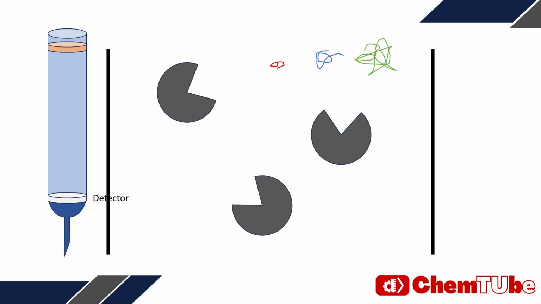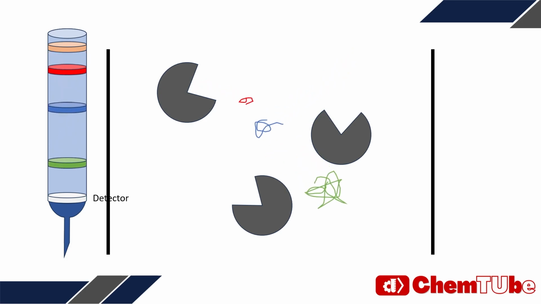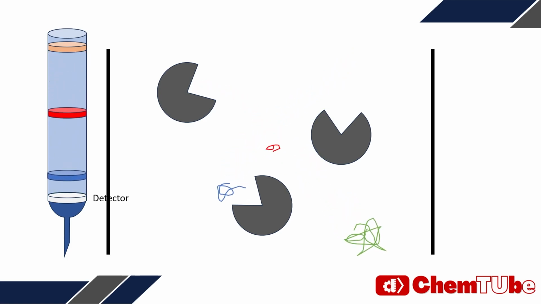Now we can take a look and see what happens inside the column. The green band containing the larger molecules moves faster than the red band, which contains the smallest molecules. Thus, the molecules are separated based on the hydrodynamic volume.